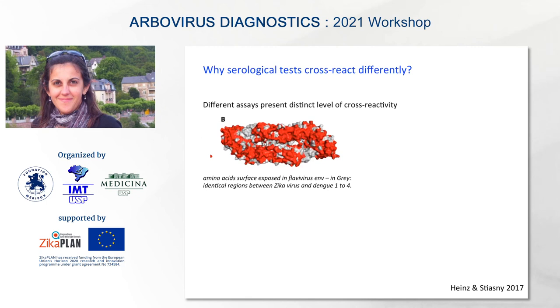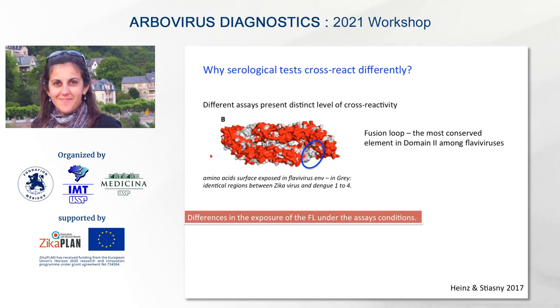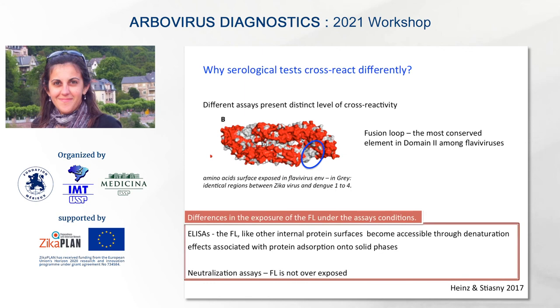And why is cross-reaction more common in ELISA assays? Because of the part of the envelope protein that is exposed during the assay. The fusion loop at domain 2 in the envelope gene is the most conserved domain among all flaviviruses. In ELISA tests, it's very exposed, but that does not happen in neutralization tests. In neutralization, the fusion loop is not more exposed than any other internal domain. So the probability of cross-reaction, although it still exists, is much lower than in ELISA tests.